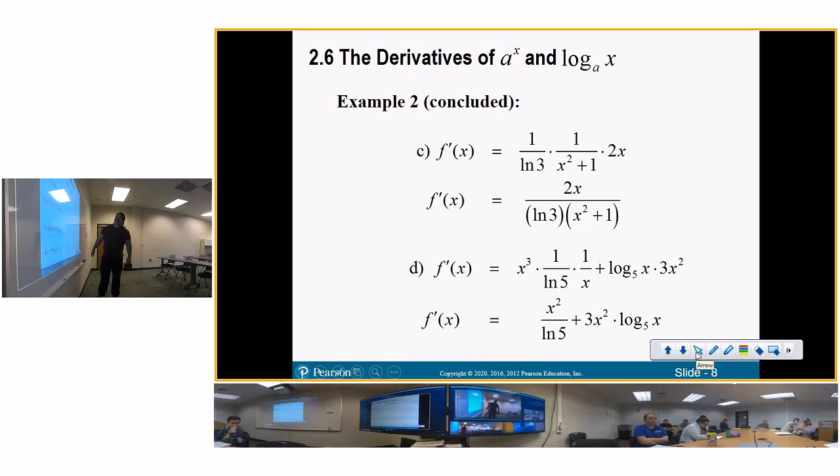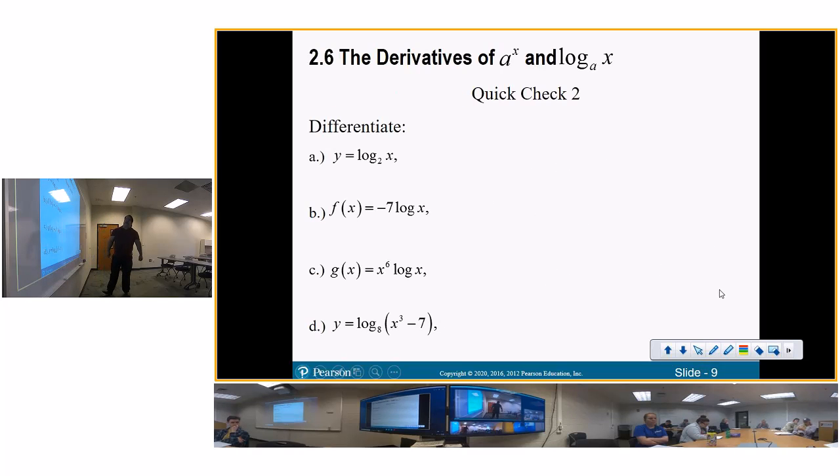Questions so far? There's just some examples right there. So write those 4 examples down. You can work on those too.